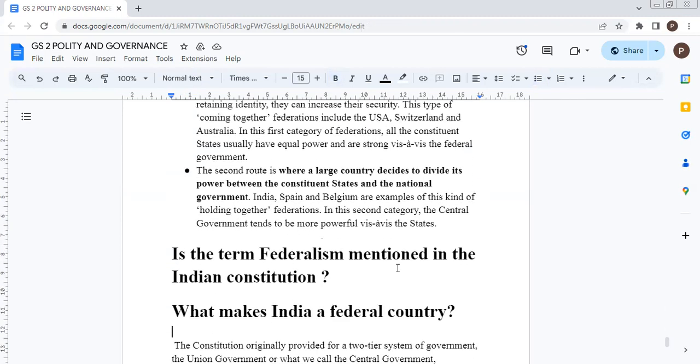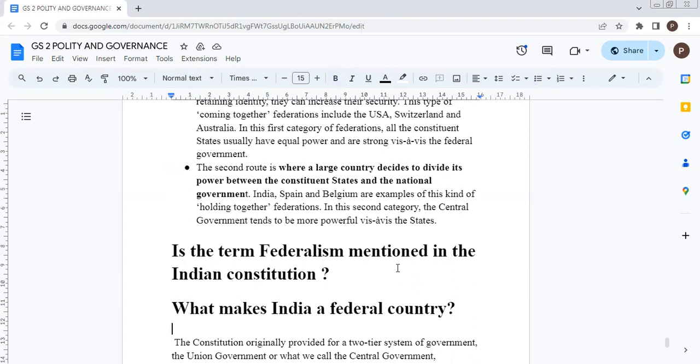So here is a question: is the term federalism mentioned in the Indian constitution? I would like to ask Oshik to please give his view on this question. Do we have the term federalism mentioned in the Indian constitution? Yes or no? So I think he's not available.